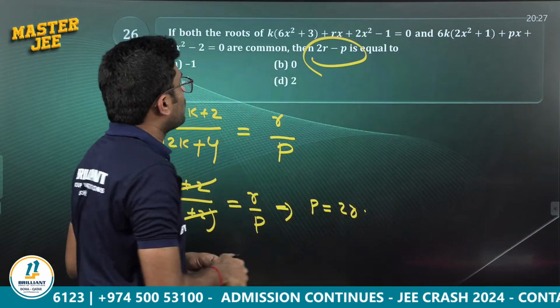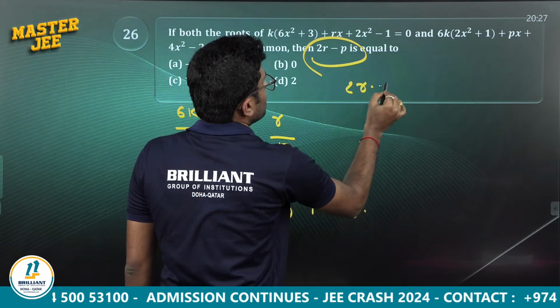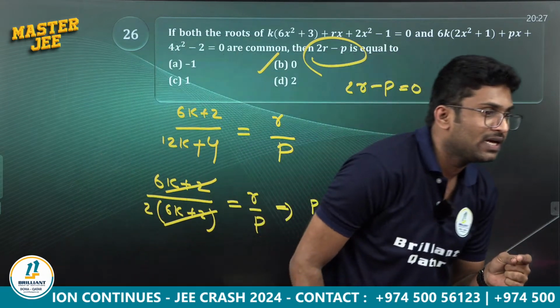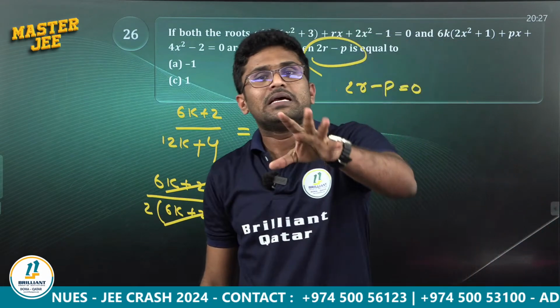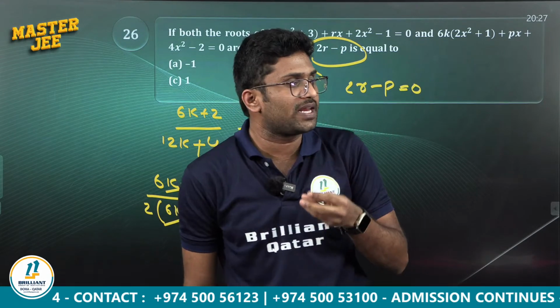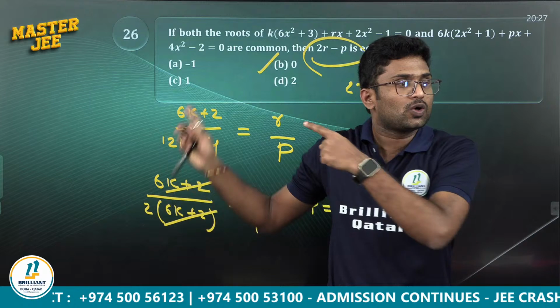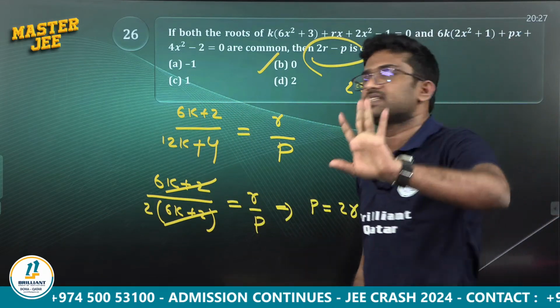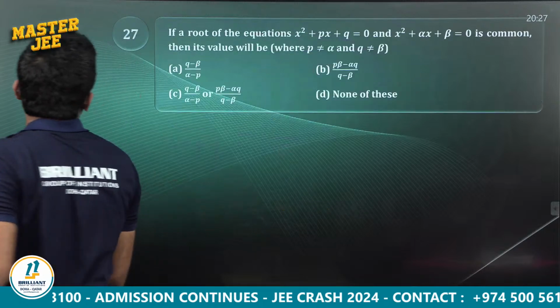So what will be the value of 2r minus p? It is 0. See, so simple. We are solving it in just 3 seconds. As I'm explaining, I might be taking a bit of time, but looking at it, we can just solve it in 2-3 seconds, friends, not even more than that.